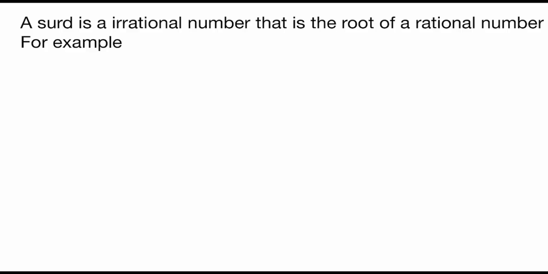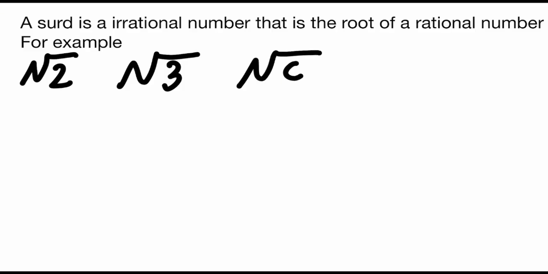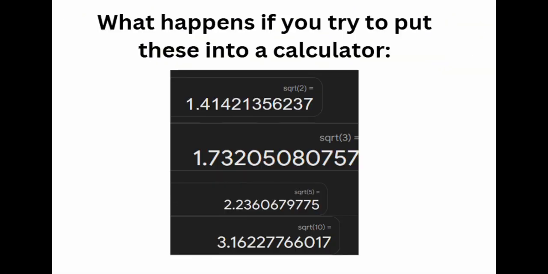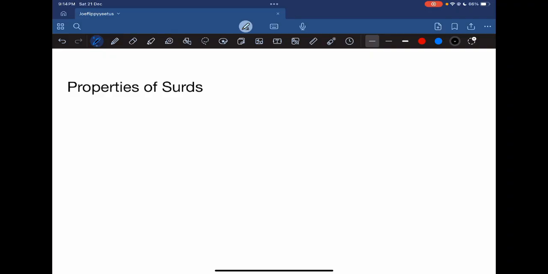Okay, so the first thing you need to know is that a surd is an irrational number that is the root of a rational number. I'm going to put some examples of surds right here, and what makes these surds is that these cannot be simplified into rational numbers, okay? If you place one of these in a calculator, it will simply return decimals that go on forever without repeating. I'm going to place some examples on the screen.